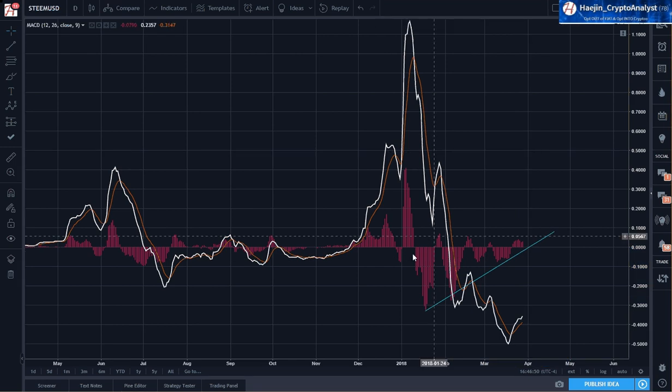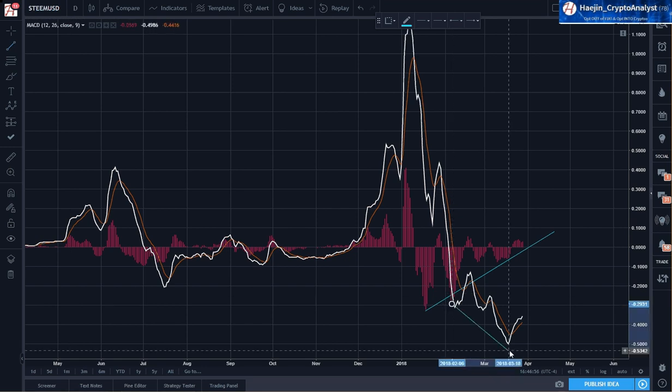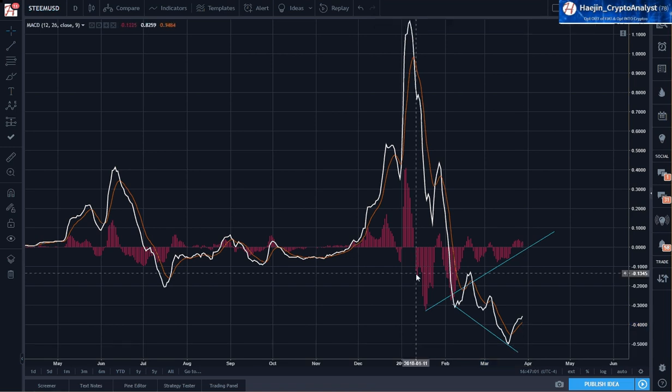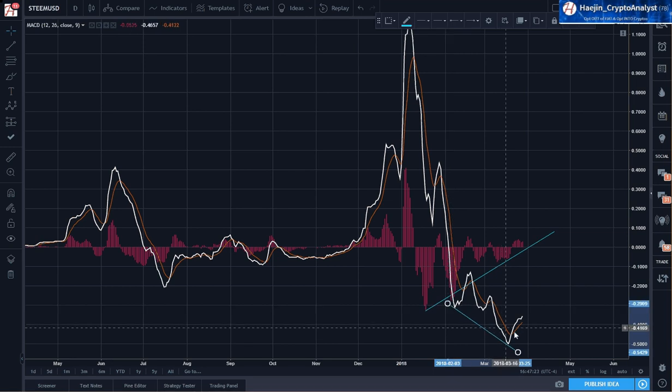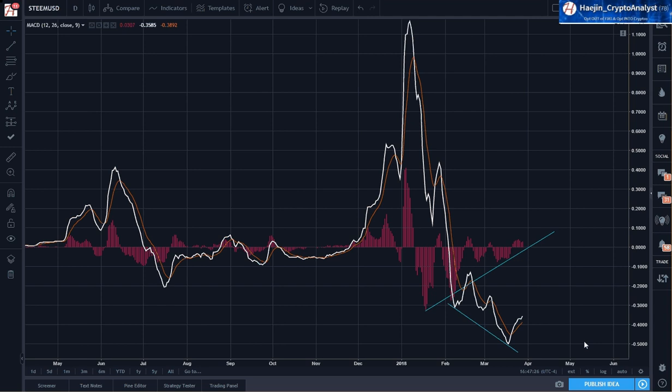Meanwhile, the 12-day white line is generating, I'm sorry, I correct myself. The 9-day histogram has been generating higher lows, as you can see, by the inclining nature of this blue line, which is connecting the lows of the histogram. The 12-day and the 26-day, the white and the red line, meanwhile, have been generating lower lows, as you can see here. And that is a bit of an internal divergence.